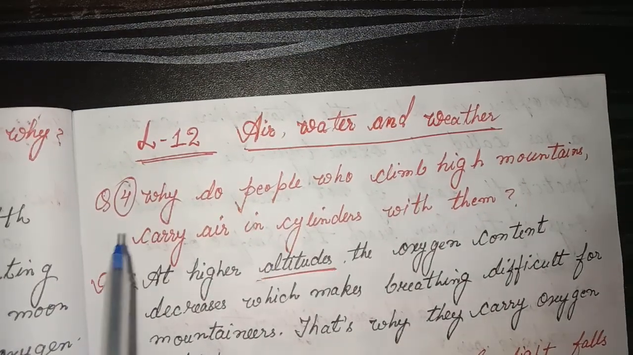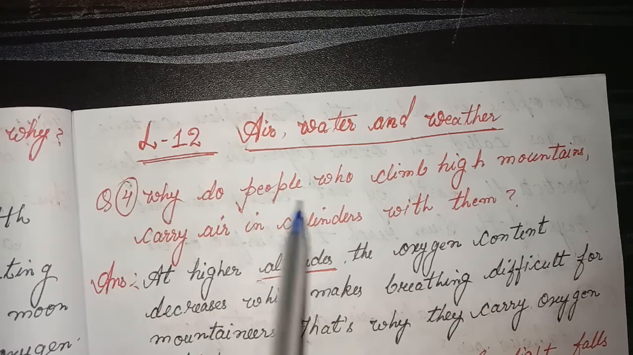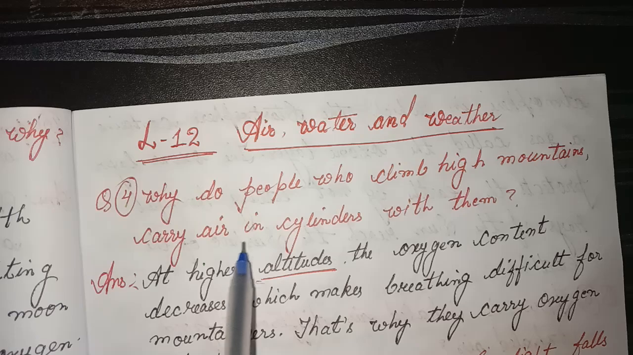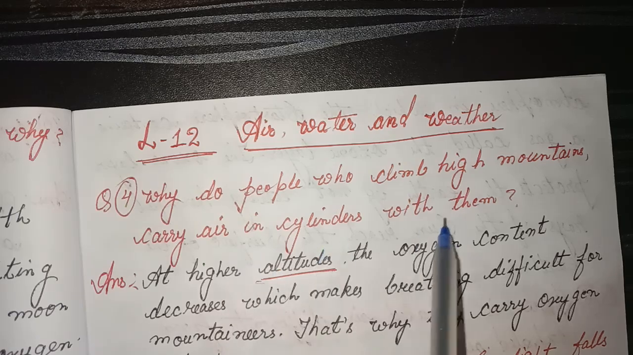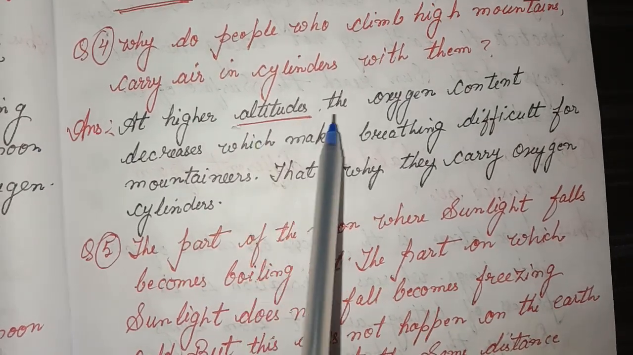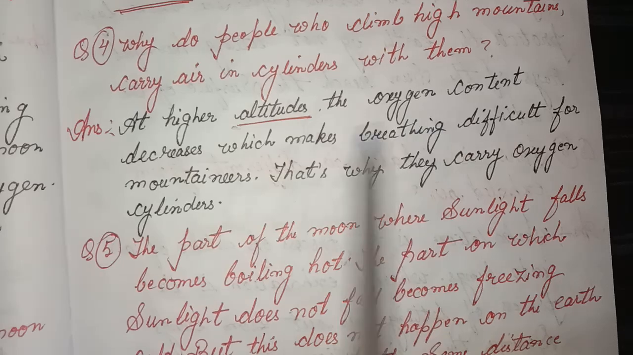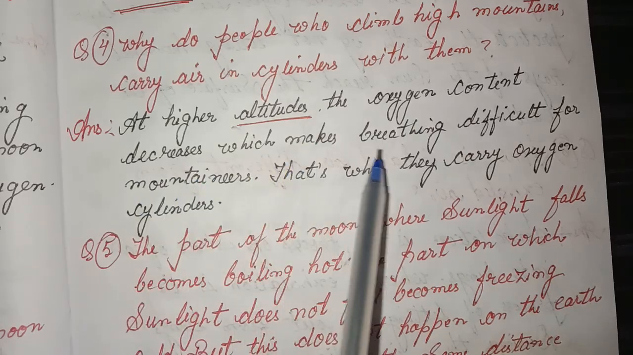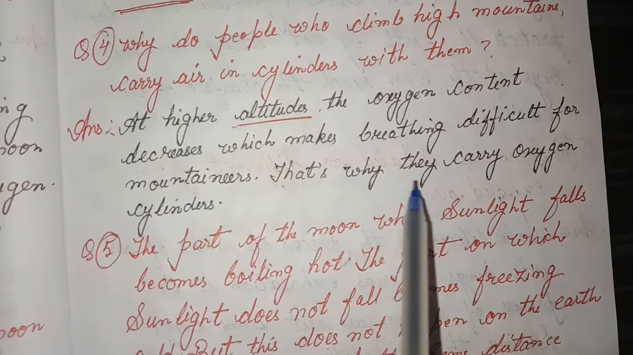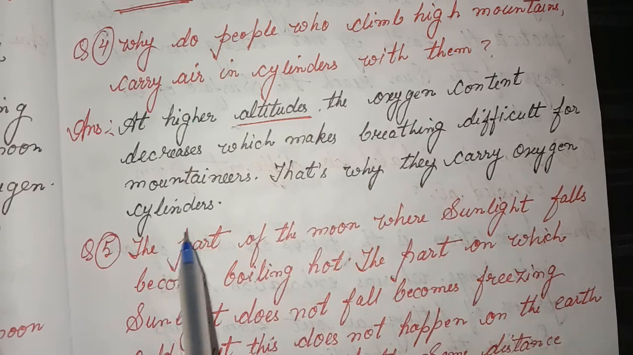12. Air, water and weather. 4. Why do people who climb high mountains carry air in cylinders with them? Answer, at higher altitudes the oxygen content decreases, which makes breathing difficult for mountaineers. That's why they carry oxygen cylinders.